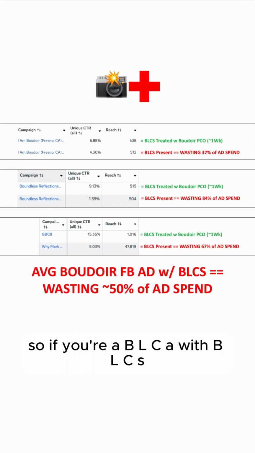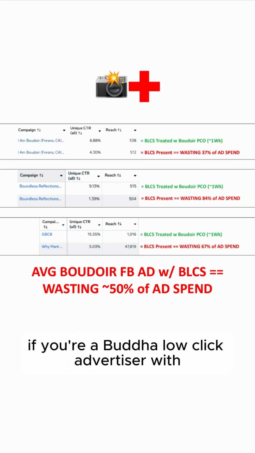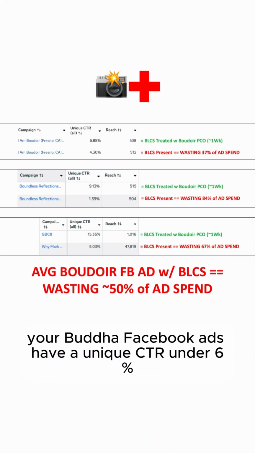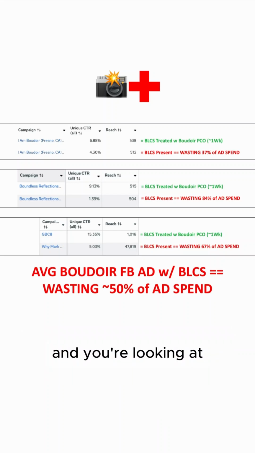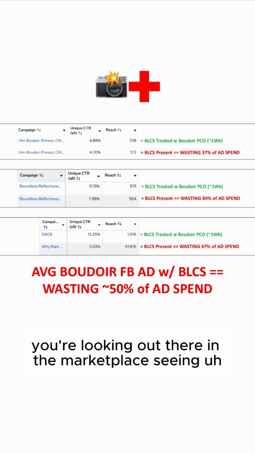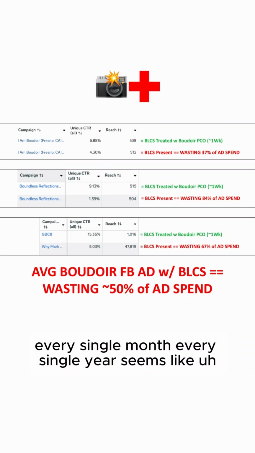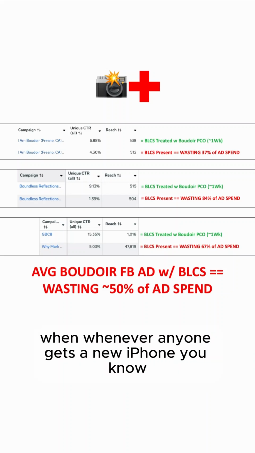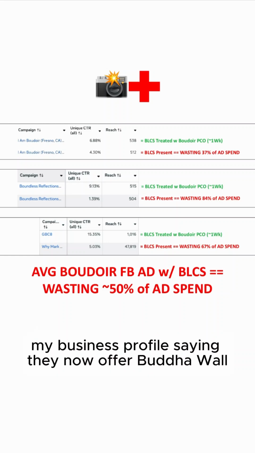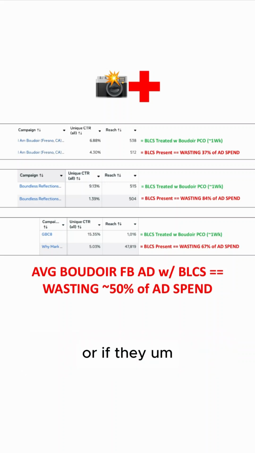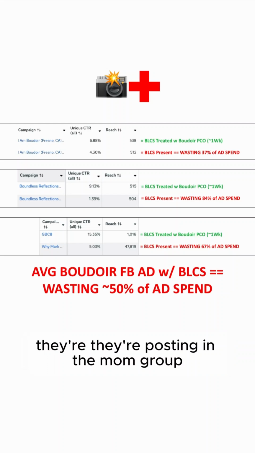So if you're a BLCA with BLCS, if you're a Boudoir low click advertiser with Boudoir low click syndrome, your Boudoir Facebook ads have a unique CTR under 6%, and you're looking out there in the marketplace, seeing it's getting more saturated every single day, every single week, every single month, every single year. Seems like whenever anyone gets a new iPhone, they're also throwing up a new Google My Business profile saying they now offer Boudoir, or if they get a new camera, they're posting in the mom group saying they now offer Boudoir.